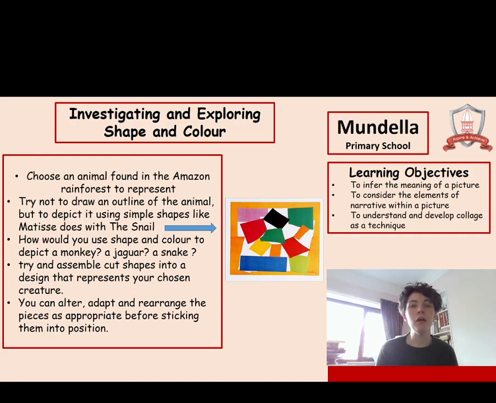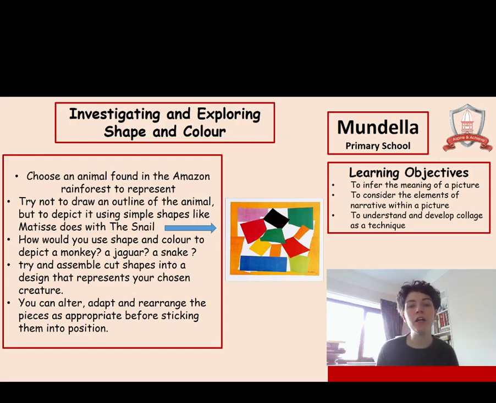Now, other than choosing one of the other dramatic events that you didn't represent in yesterday's lesson, you might choose an animal found in the Amazon rainforest to represent, but using just shape and colour. So try not to draw an outline of the animal, but to depict it using simple shapes, like Matisse does with the snail. So here we have the snail represented just by simple shapes. How could you use shape and colour to depict a monkey, or a jaguar, a snake, or any other animal that you could find in the rainforest?